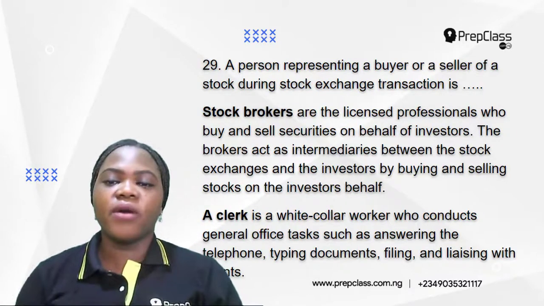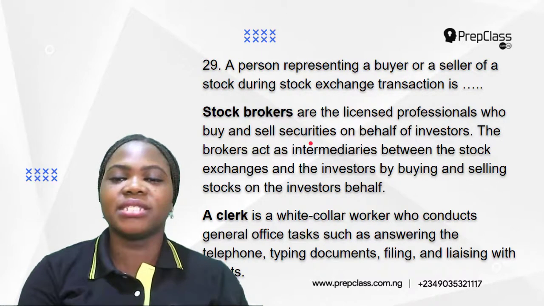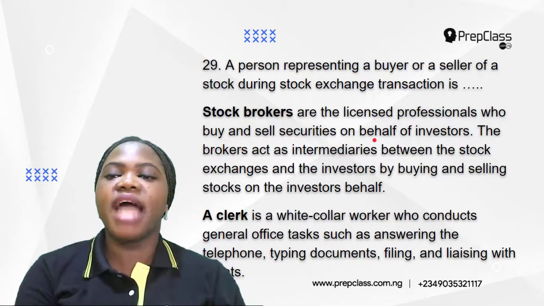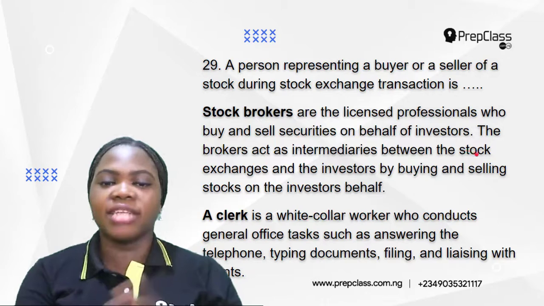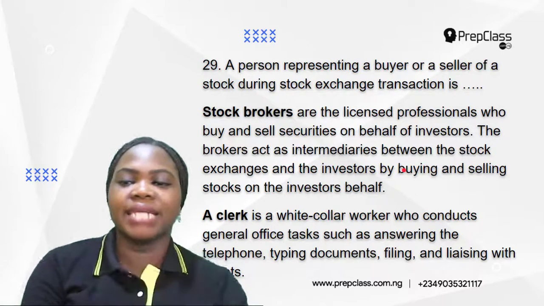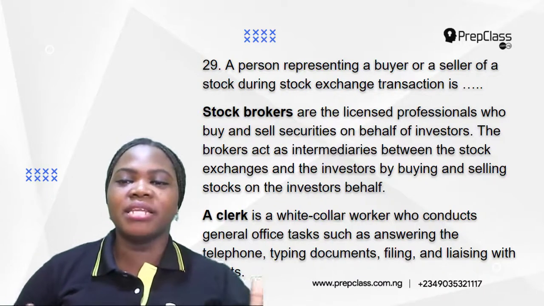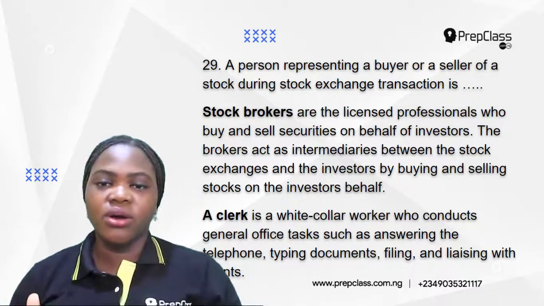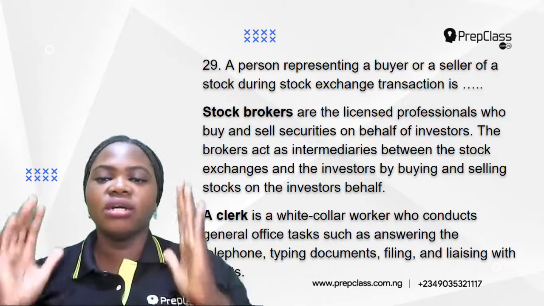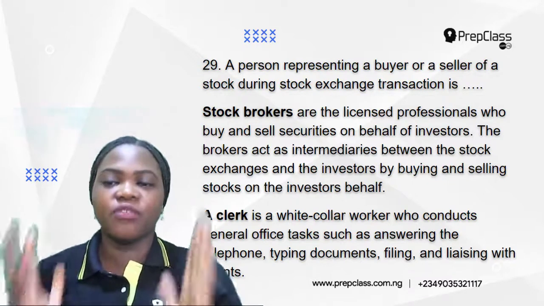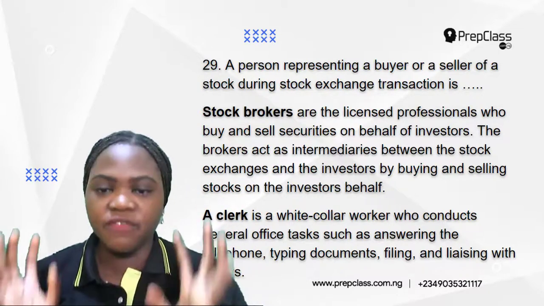Okay, so stockbrokers now. Stockbrokers are the licensed professionals who buy and sell securities such as stocks on behalf of investors. The brokers act as intermediaries between the stock exchanges and the investors by buying and selling stocks on the investors' behalf. So stockbrokers are like the middleman between the buyer and seller of a stock. Okay, so they either represent the buyer or the seller. So stockbrokers are the licensed professionals that sell and buy stock on behalf of investors.